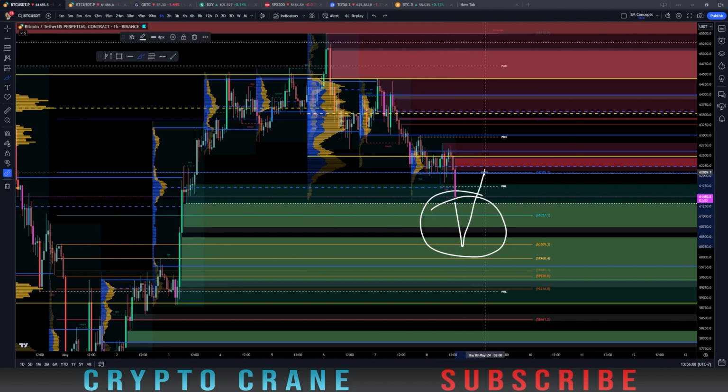All I want to see happen now is if we do dip down into these vectors, I want to clear out of them quickly, and I don't want to spend much time down here. If we start trading sideways for a couple days at 60k, that's not a good sign. But as far as right now, coming down here, not the end of the world, was to be expected.